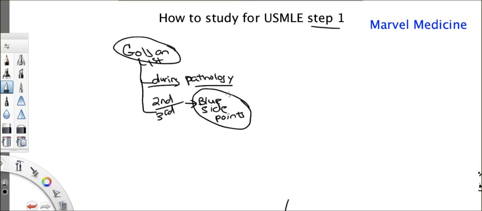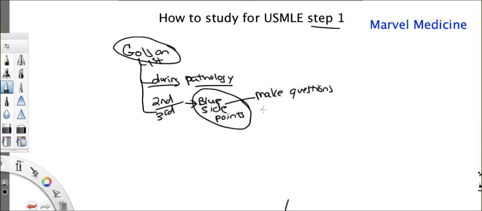And again, when you read these blue side points, don't just read them. Make questions out of them. That's a skill that I learned too late, actually. I should have learned this earlier: you should make questions as you study. When you make questions, you get into this mode of designing questions yourself. You understand how the test makers make questions, so do it yourself.